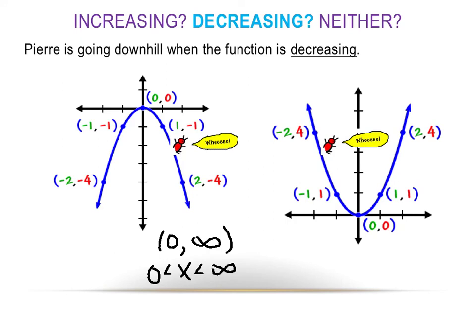Over here, you can see Pierre sliding down into the cup, into the function here. So where does it start? Well, these are all the negative values of x. So this is negative infinity over here, and then we're going to stop here at 0. And of course, you can write it this way as well.